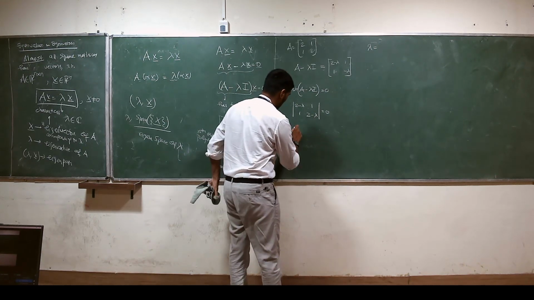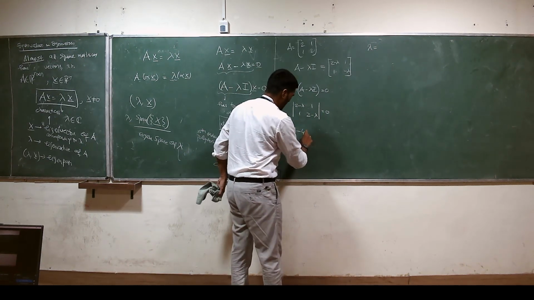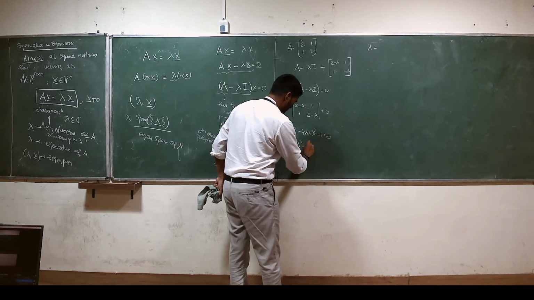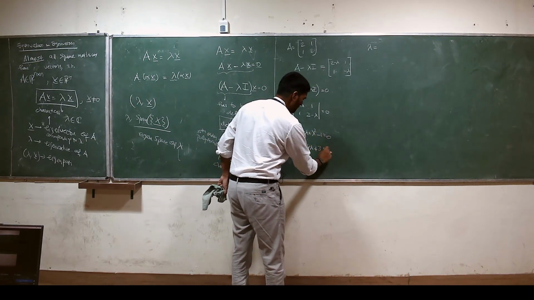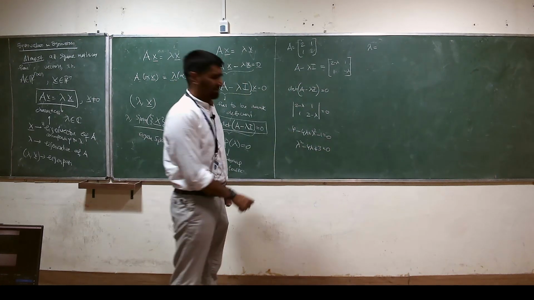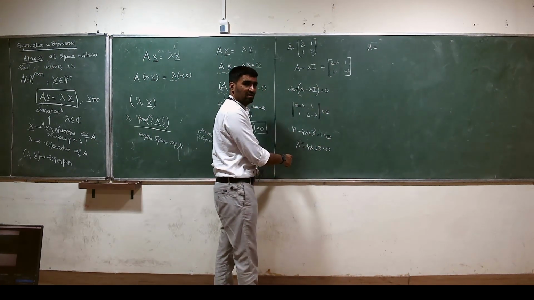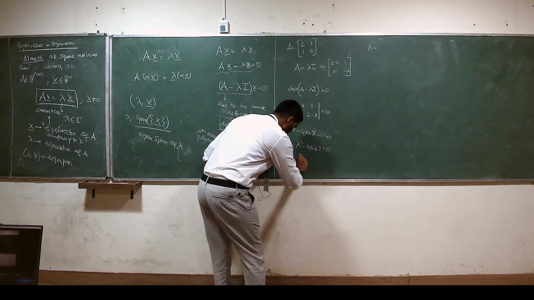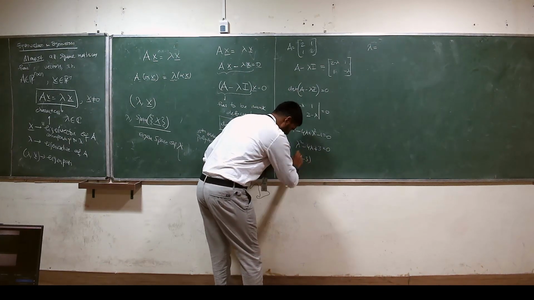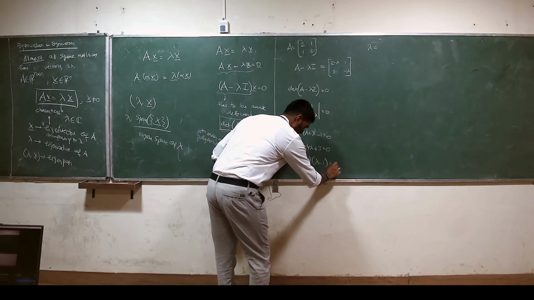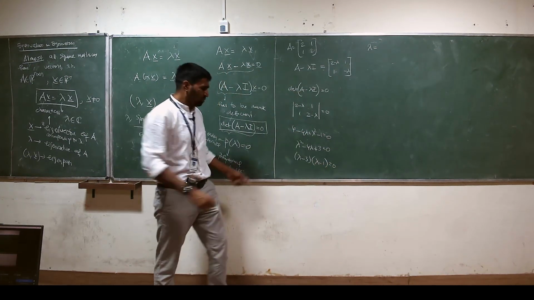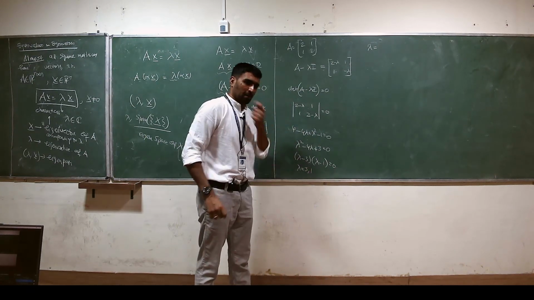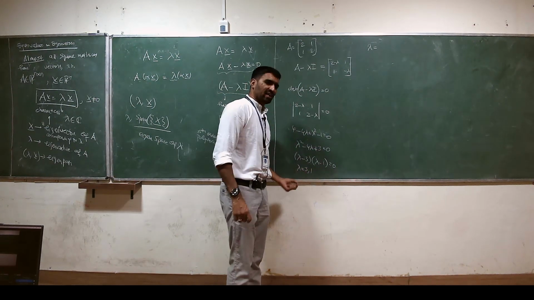So this will be 4 minus 4 lambda plus lambda square minus 1 equals 0. So lambda square minus 4 lambda plus 3, this is fine. What are the roots here? Lambda minus 3, lambda minus 1, you're right. Those are the two roots, so those are the two eigenvalues.